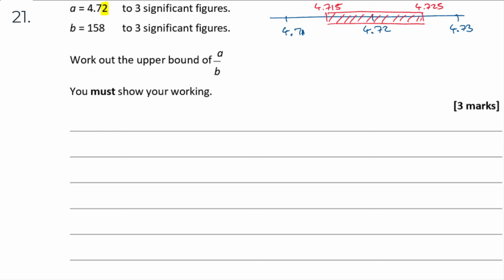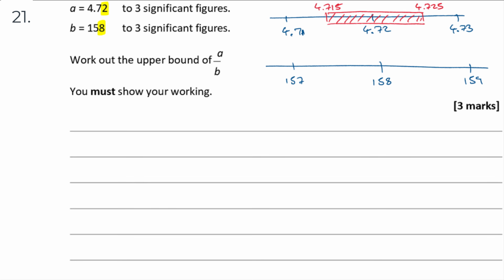B is 158 to 3 significant figures. So I'm going to draw another number line. I'm going to mark on the number they gave us, which is 158. Now this time the third significant figure is that 8 there, isn't it? 1, 2, 3, it's the 8. So that means this number's been rounded to the nearest unit or whole number. So one whole number up from 158 is going to be 159. One whole number down from 158 is going to be 157.